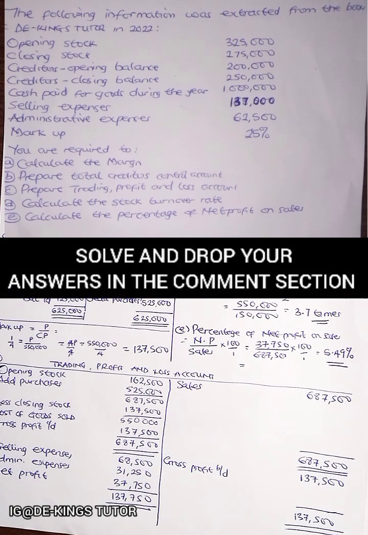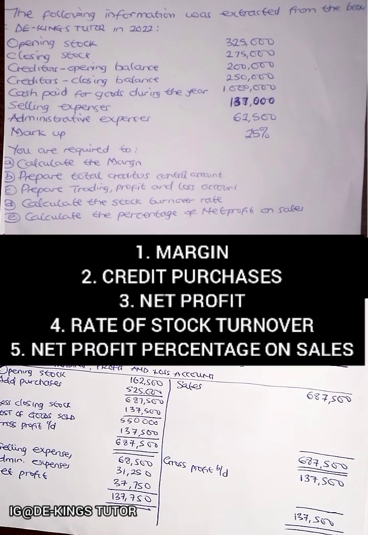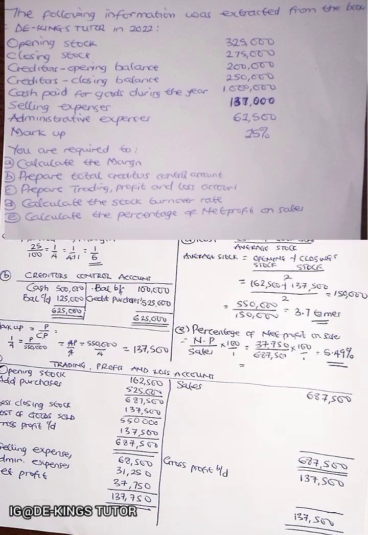The things I need in the question: number one, show me what your margin is. Number two, what is your credit purchase. Number three, what is your net profit. Number four, what is your rate of stock turnover. And number five, what is your percentage of net profit on sales. You are just going to write those figures in the comment section, and I will respond to you accordingly. Ensure you do that with the question showing now.